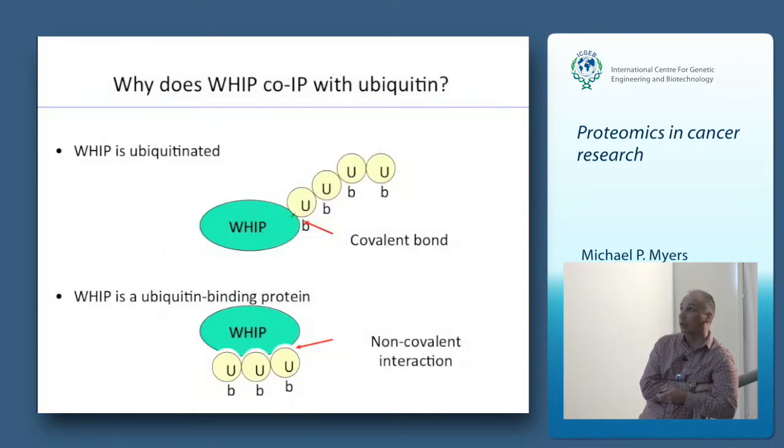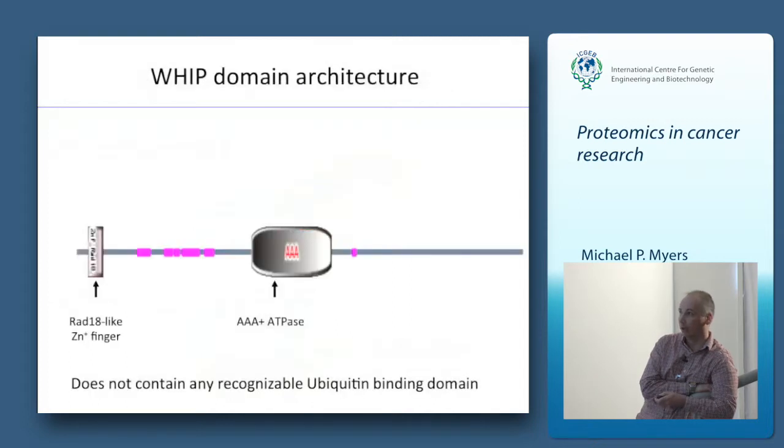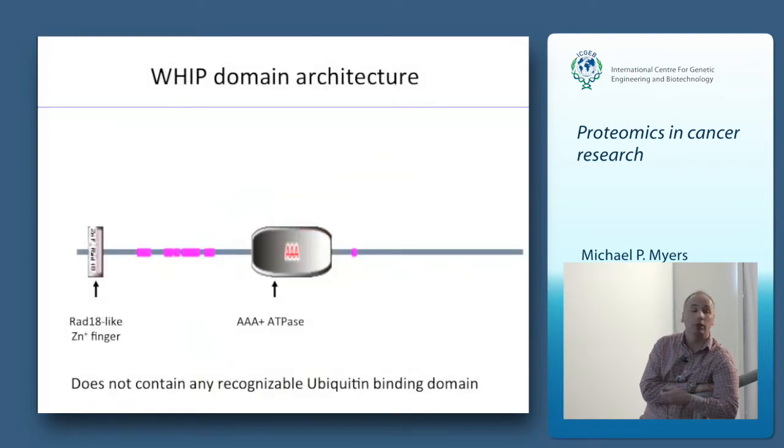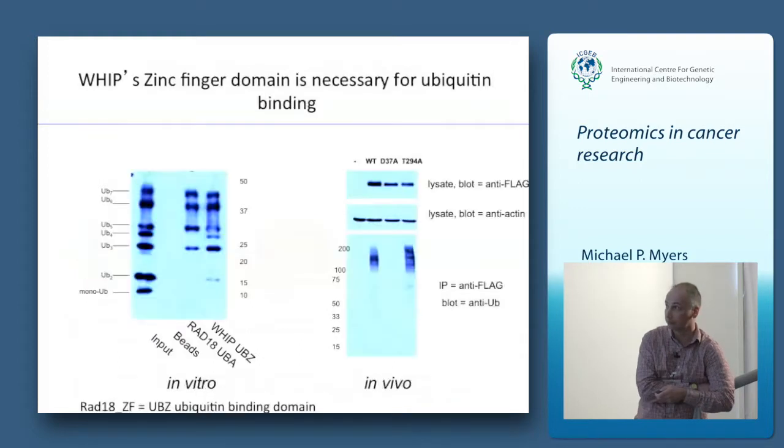Okay, so we know now that this shows that WIP will actually bind non-covalently to ubiquitin, but we were also curious about whether or not WIP gets ubiquitinated itself, and it turns out that this is also true. If you look at the domain structure of WIP, there's an AAA plus ATPase and this Rad18-like zinc finger. At this point, there was no annotated ubiquitin binding domain, but by doing the classical thing of chopping this into bits and testing the different bits, we were able to map the ubiquitin binding domain to this zinc finger.